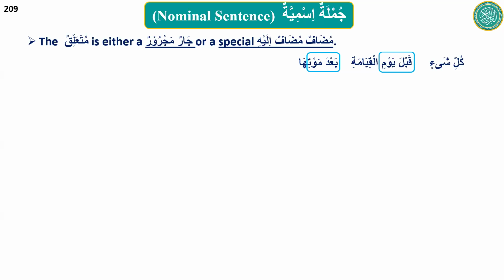The third component, which is jar majroor or special mudaf, mudaf ilayh, is called muta'alliq. And there can be multiple khabar, more than one khabar, and there can be more than one muta'alliq as well. So that's where I will end today's lecture.